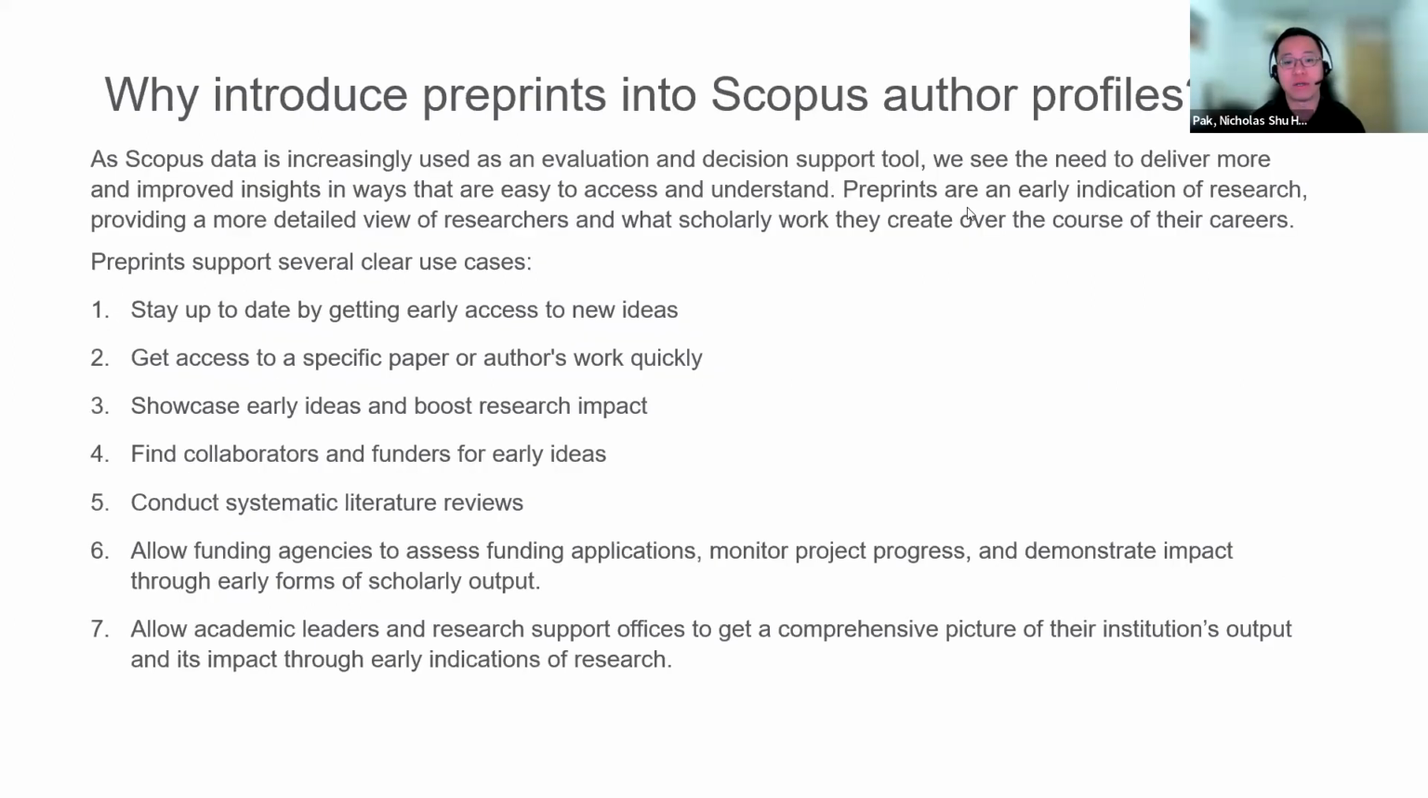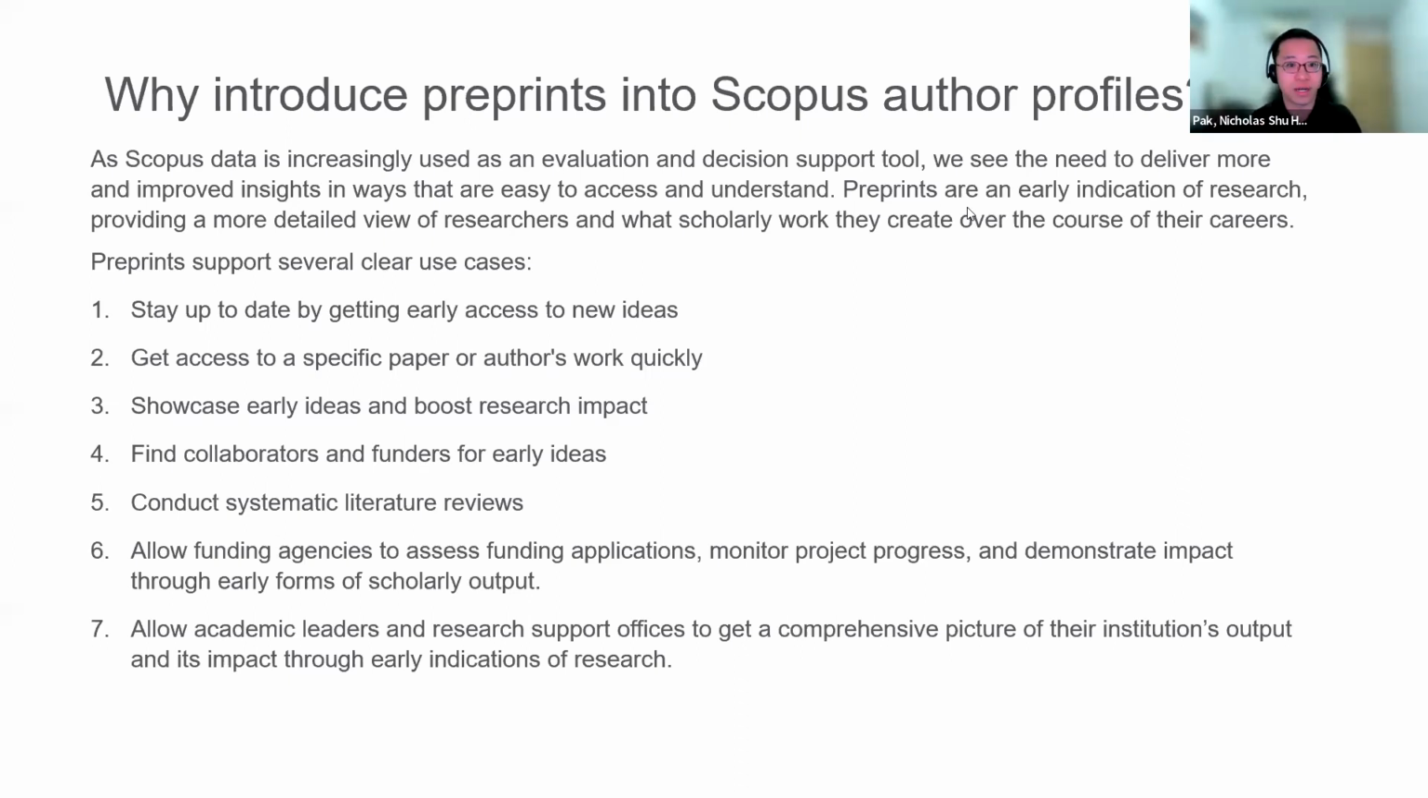Then the other question boils down to, if preprints are not peer-reviewed, why should they be introduced into author profiles? That would be a very valid question. And one of the key things is that as Scopus data is used as an evaluation and decision support tool, we see the need to deliver more improved insights in ways that are easy to understand and to access. Sometimes preprints, being an early indicator of research, will provide a more detailed view of researchers and the scholarly work that they are creating over the course of their careers.